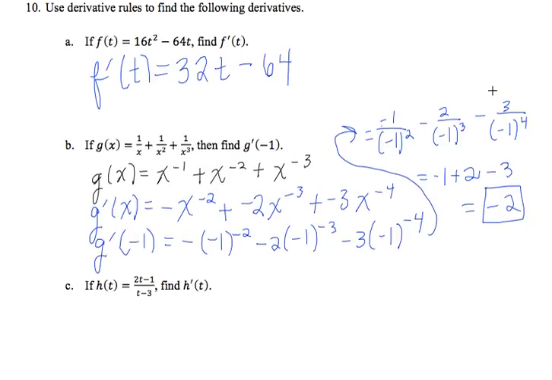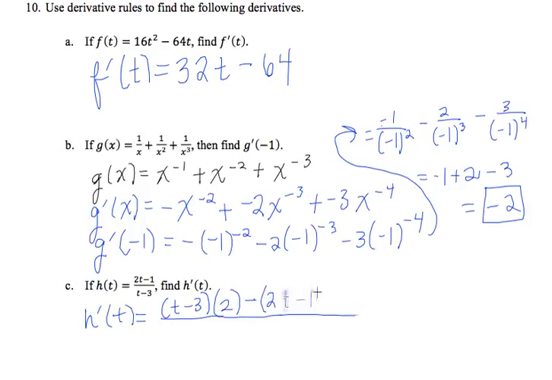Part C, find h prime of t. So we're going to use quotient rule on this one. So the quotient rule here, use the little mnemonic device, is low d high minus high d low over low low. So low is t minus 3. D high, derivative of the numerator, is 2, minus high, 2t minus 1. D low, derivative of t minus 3 is 1, all over low low, t minus 3 all squared.